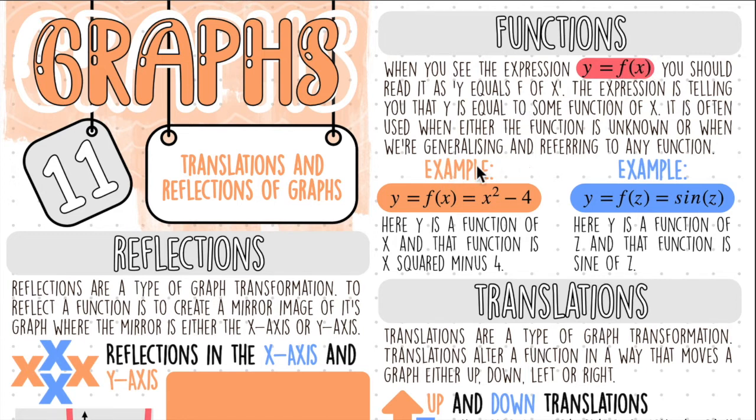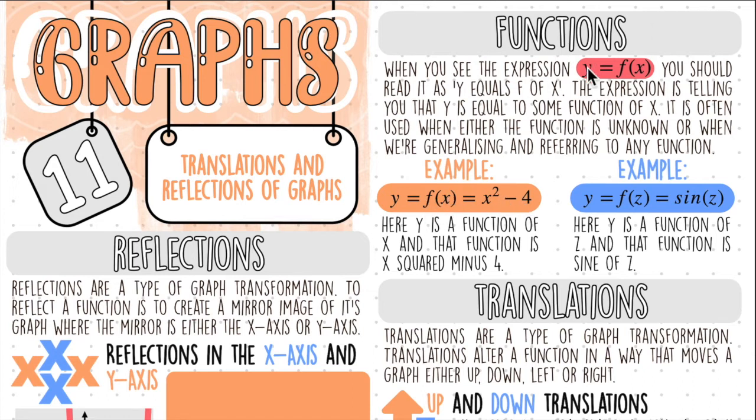For instance, here in this example, I could say to you y is equal to f of x, but actually f of x is equal to x squared minus 4. Similarly here, I could also say y is equal to f of z, where f of z is sine z. Now you might ask then, well, why even bother with this f of x or f of z? Why don't you just write y is equal to x squared minus 4 and just not bother with this?